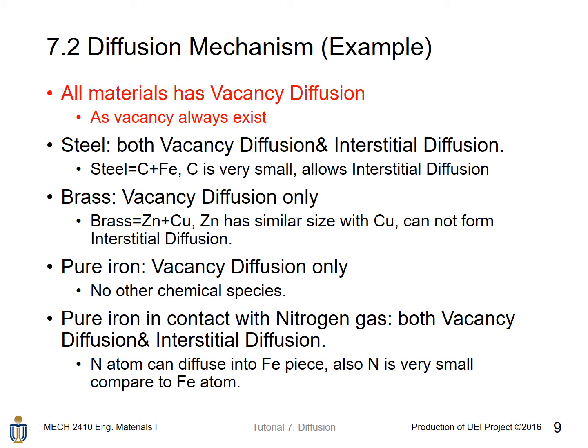For pure iron, there is only vacancy diffusion, and there is no other chemical species. For pure iron in contact with nitrogen gas, both vacancy diffusion and interstitial diffusion can happen. It is because the nitrogen atom is very small compared to the iron atom, and even though nitrogen is in the gas state, the nitrogen atom can still diffuse into the iron piece, which allows interstitial diffusion.